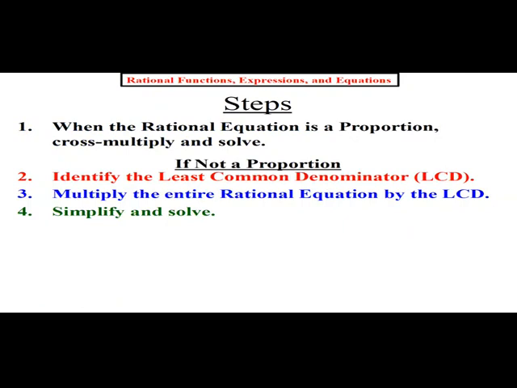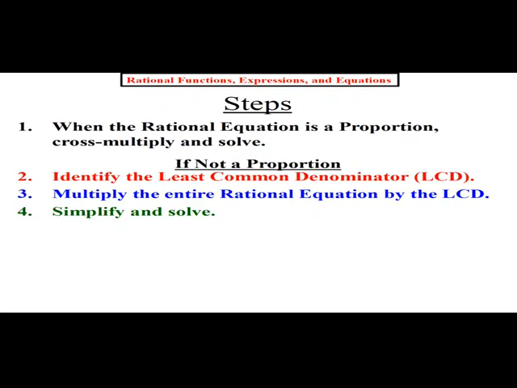All right, so once again, the steps for our rational equations. Step 1, if the rational equation is a proportion, cross multiply and solve. Step 2, if it's not a proportion, then you identify the least common denominator. Step 3, multiply the entire rational equation by the LCD. And step 4, simplify and solve. All right. We good?